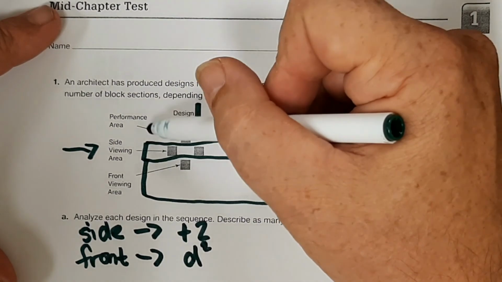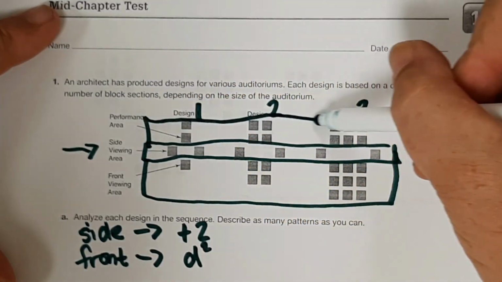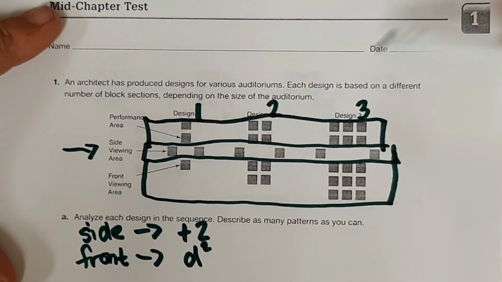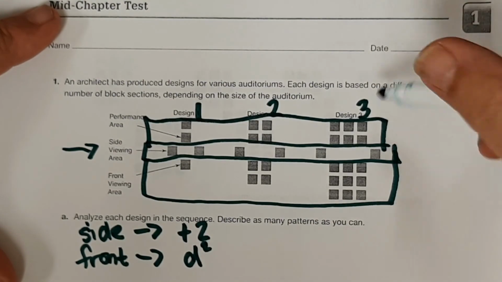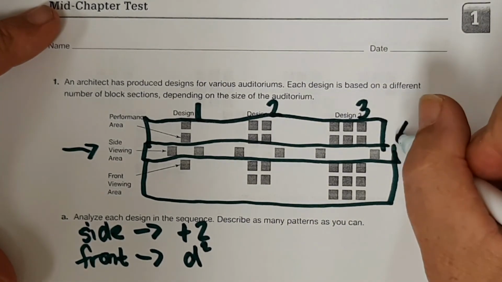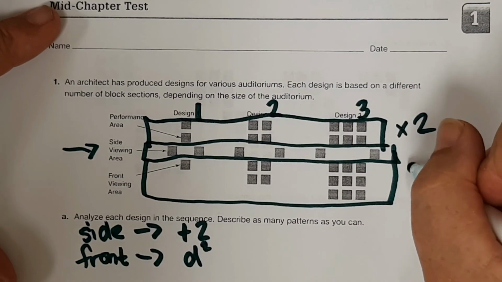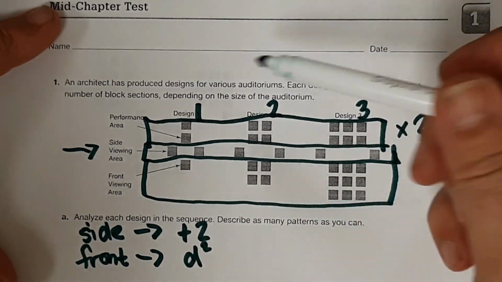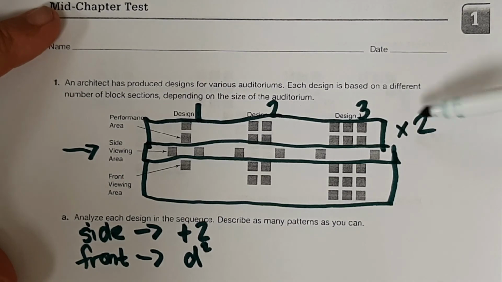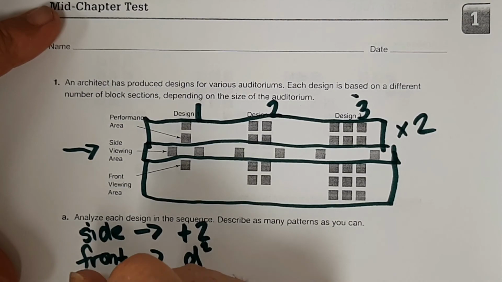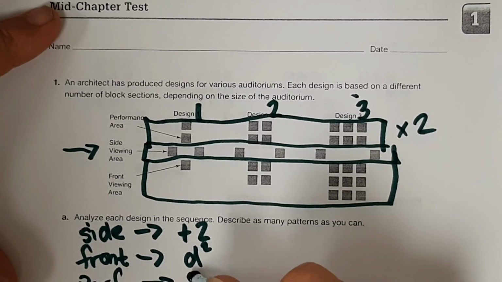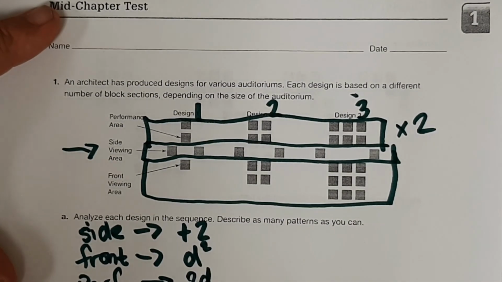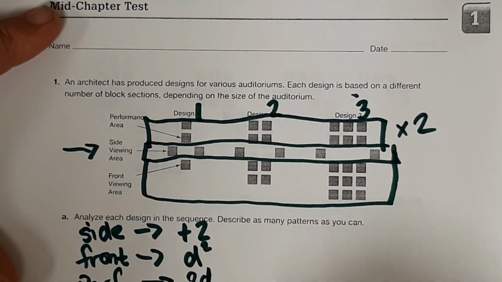And last, if we look at our performance area, what's happening here is if our design is 1 here and we have 2, and design is 2 and we have 4, design is 3, we have 6, basically what we're doing here is times 2 each time. So design 1 times 2 is 2, design 2 times 2 is 4, 2 times 3 is 6. So the performance area is basically our design times 2. So 2 times the design. And that's the basic analysis of this.